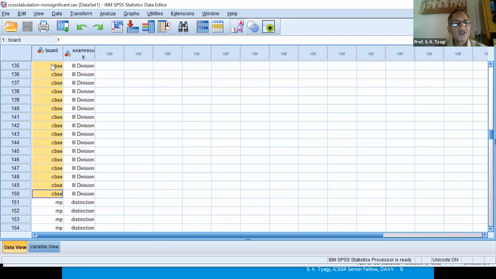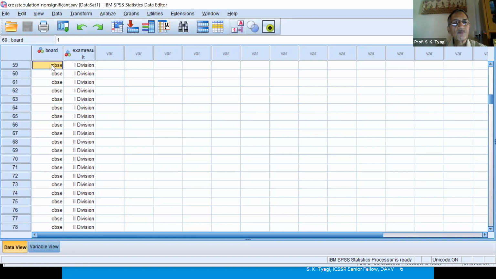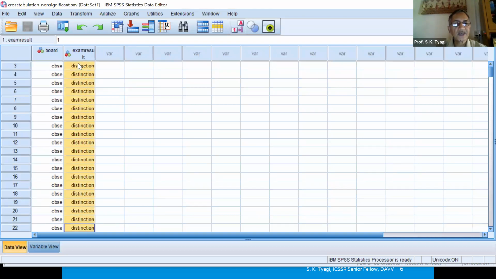Out of these 150, some will have first division distinction, some will have first division, some will have second division. So out of these 150, these are the students having distinction up to this place. Distinction 35. So CBSE distinction 35. This is one cell. And similarly next, first division, then second division.